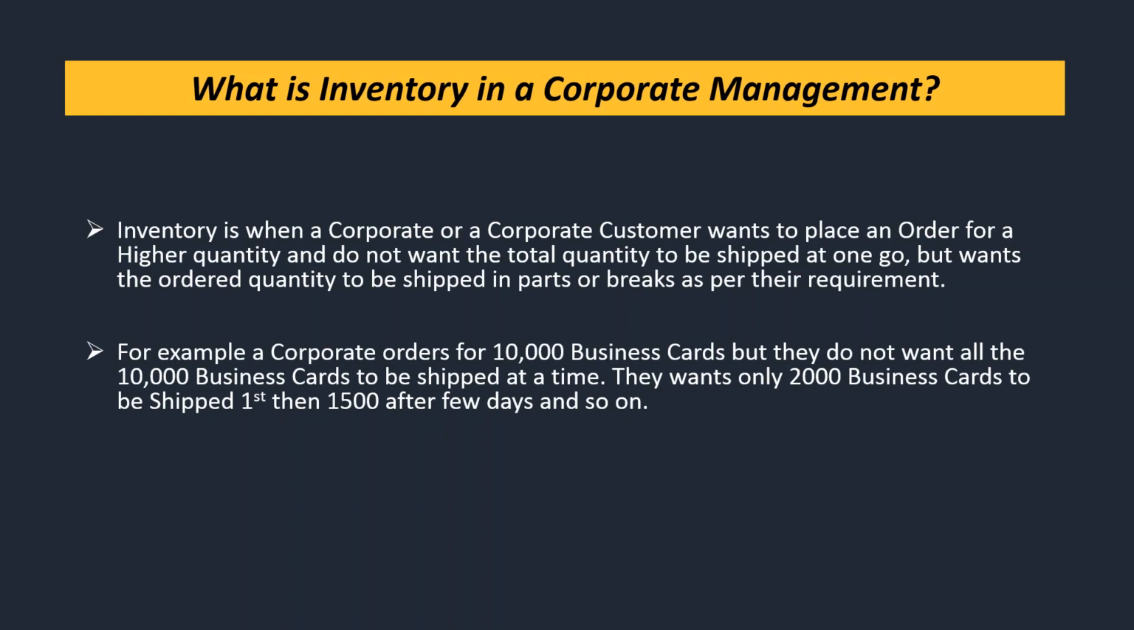For example, a corporate orders 10,000 business cards, but they do not want all the 10,000 business cards to be shipped at a time. They want only 2,000 business cards to be shipped first, then 1,500 after a few days, and so on. So now we have understood what inventory is. Now let's see how to manage inventory in corporate management.